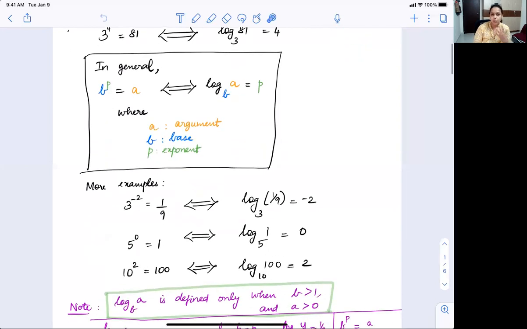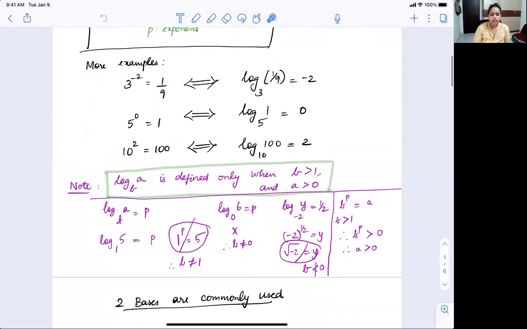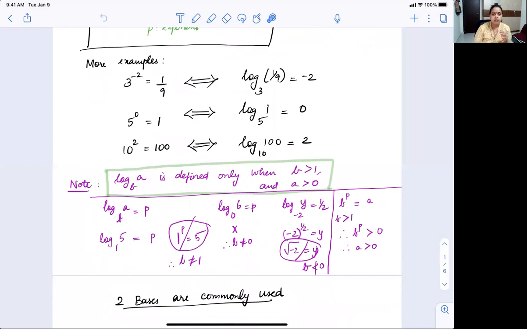I listed a few more examples here. Please play around with them and make sure you understand the logarithmic way of writing an expression such as 5 to the power 0 is 1. Now, log a to the base b is defined only when b is greater than 1 and when a is greater than 0. Let's look at a few cases where we wouldn't want other values of b.